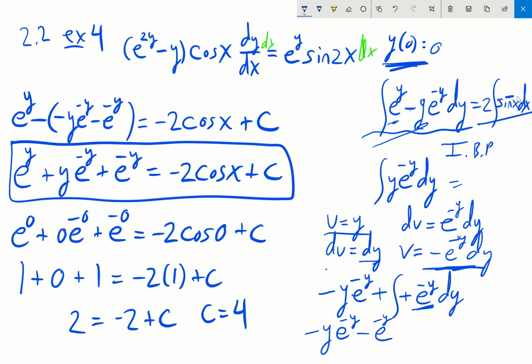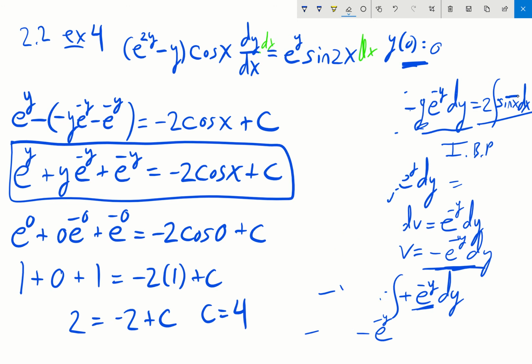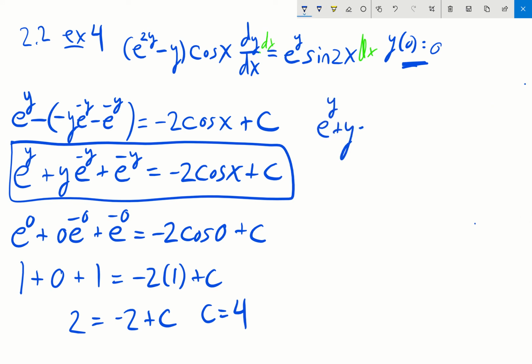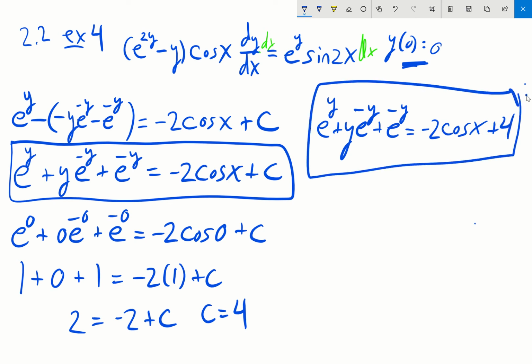So if we go ahead and plug it in, the solution to the initial value problem, which is the real answer, not just the general solution, is as follows. It's e to the y plus y e to the negative y plus e to the negative y equals negative 2 cosine of x plus 4. So this function satisfies that original differential equation which I erased, and it satisfies this initial condition.